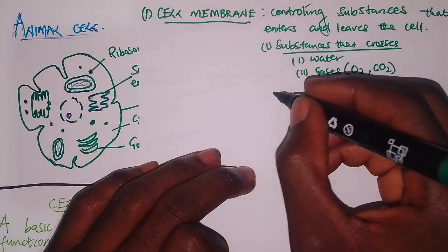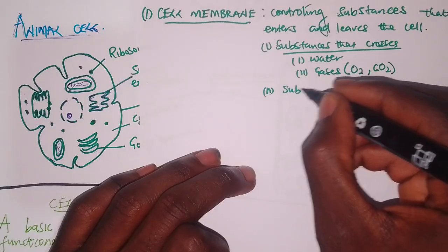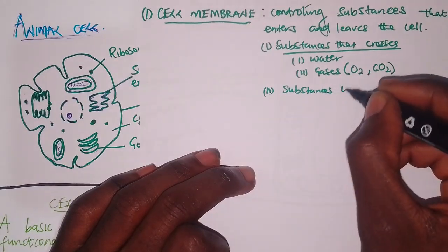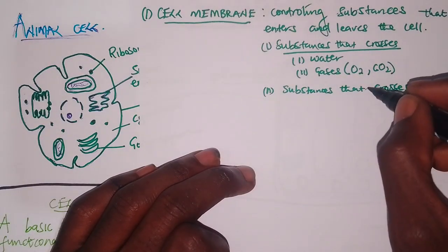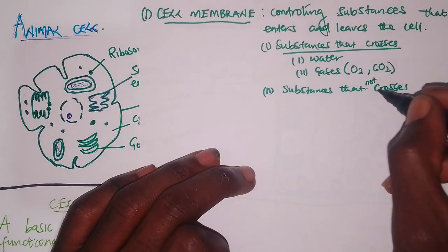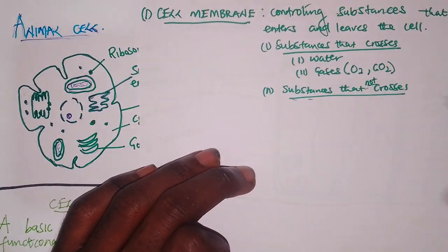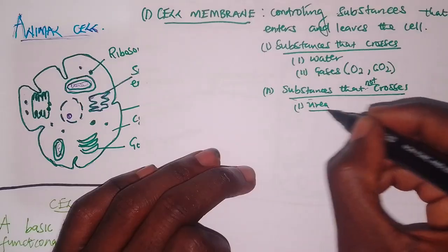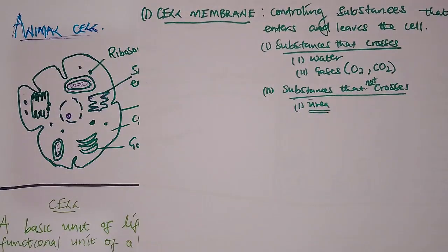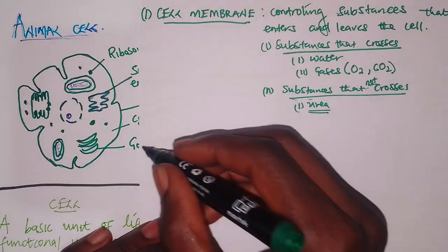When we talk about substances that do not cross, we are talking about substances like urea. Urea does not cross the cell membrane because it is a large molecule. So this is the function of the cell membrane. I've talked about one structure of the cell.